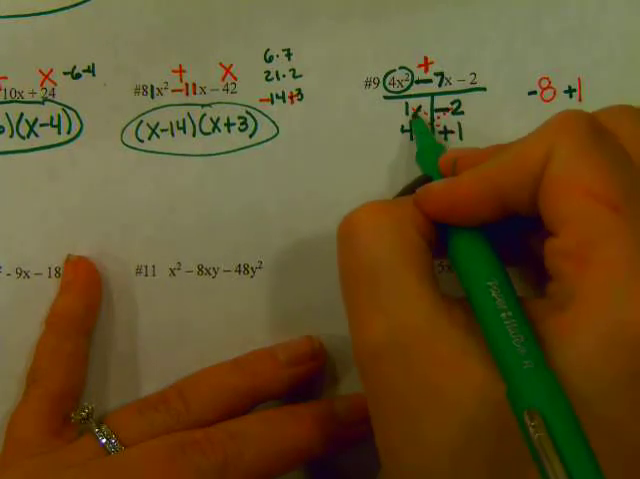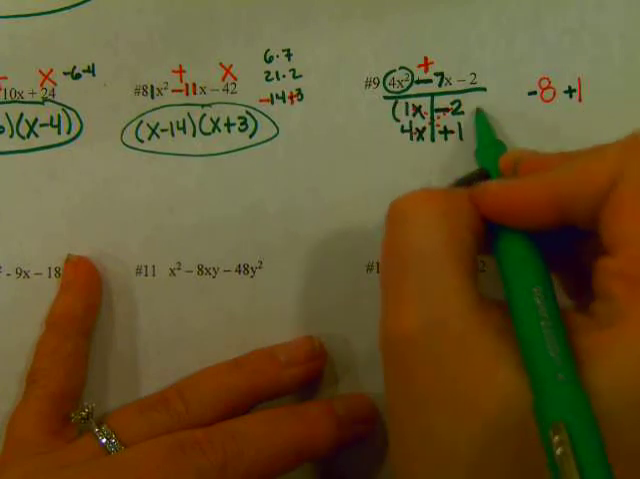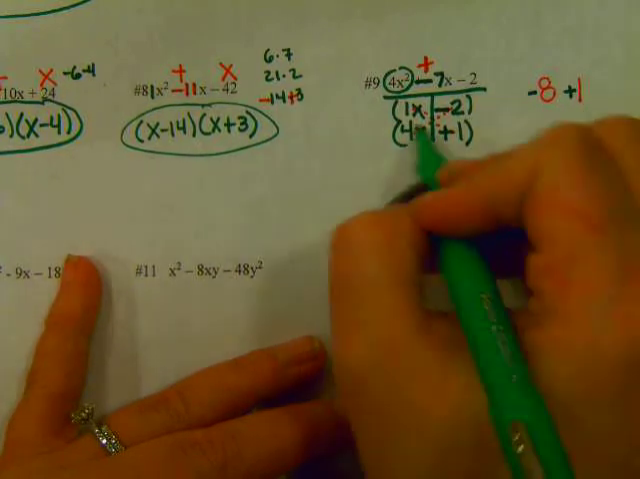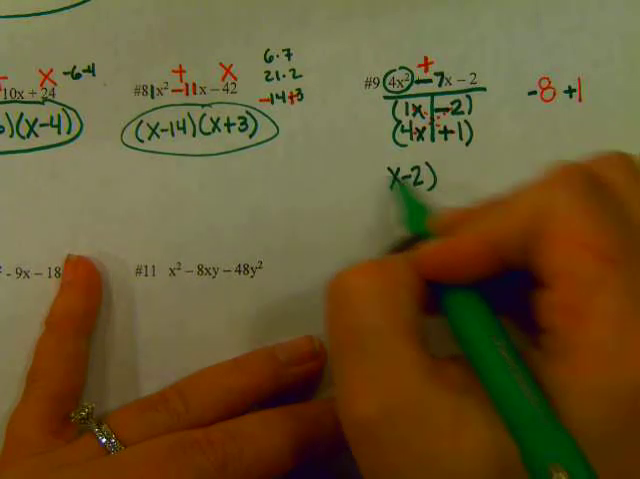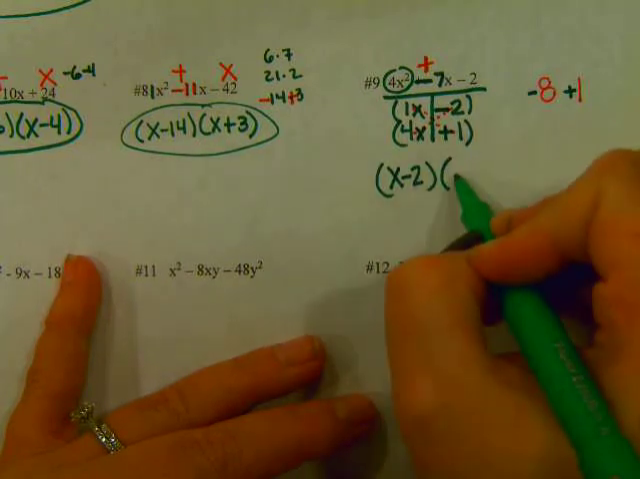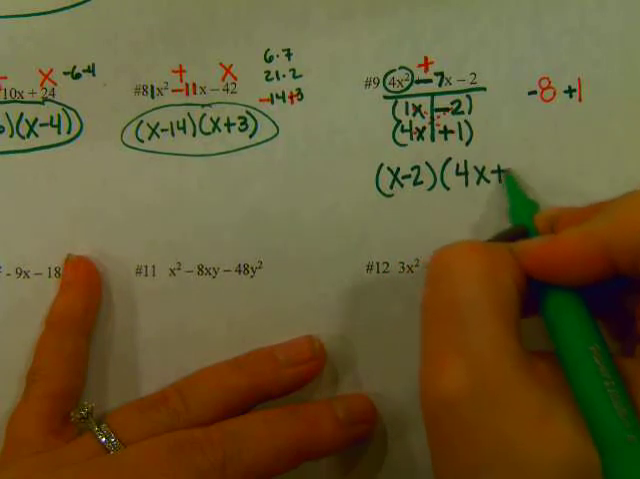You always put the x on the left side, and then you draw your parentheses like this to section out your factors. So the first factor on the top is x minus 2. The second factor at the bottom is 4x plus 1.